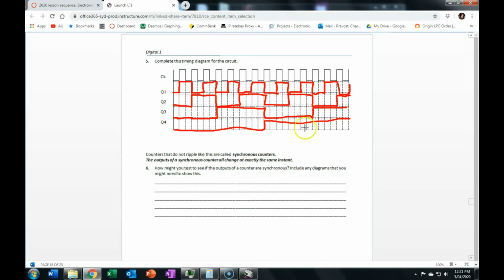Okay, so this is a ripple counter, but if we wanted to make it so that all of the outputs change at exactly the same time, there are circuits that do that, and they're called synchronous counters. The synchronous counter typically uses logic to determine each flip-flop's next state, and all of the clock inputs are connected together. So you can recognize a synchronous counter in a circuit diagram, because the clock inputs will all be connected together.